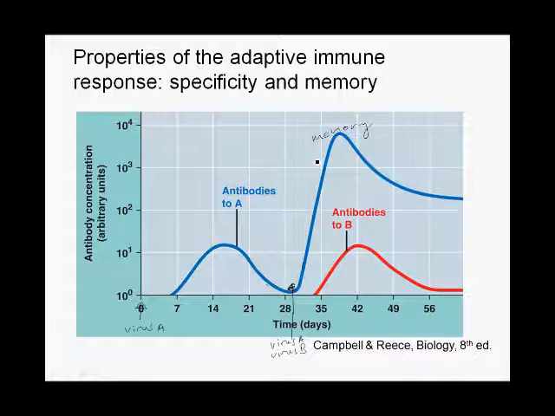immune response. However, the body has never seen virus B before, so it still takes another week or so before the body can mount an immune response against virus B. And the antibodies to A will not react with virus B, nor will the antibodies to virus B react with virus A. So this illustration then shows both the specificity and memory of the adaptive immune system.